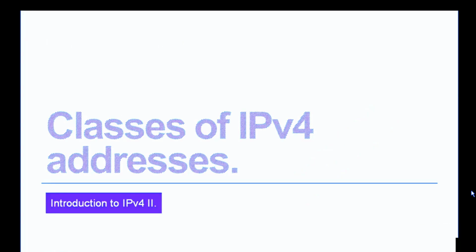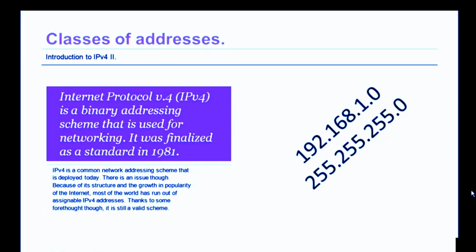Let's begin by talking about classes of IPv4 addresses. Internet Protocol Version 4, IPv4, is a binary addressing scheme that's used for networking. It was initially finalized as a standard in 1981. IPv4 is a common network addressing scheme that is still being deployed today. There is an issue, though, with IPv4. Because of its structure and the growth and popularity of the internet, most of the world has run out of assignable IPv4 addresses. But thanks to some forethought, it's still a valid scheme today.